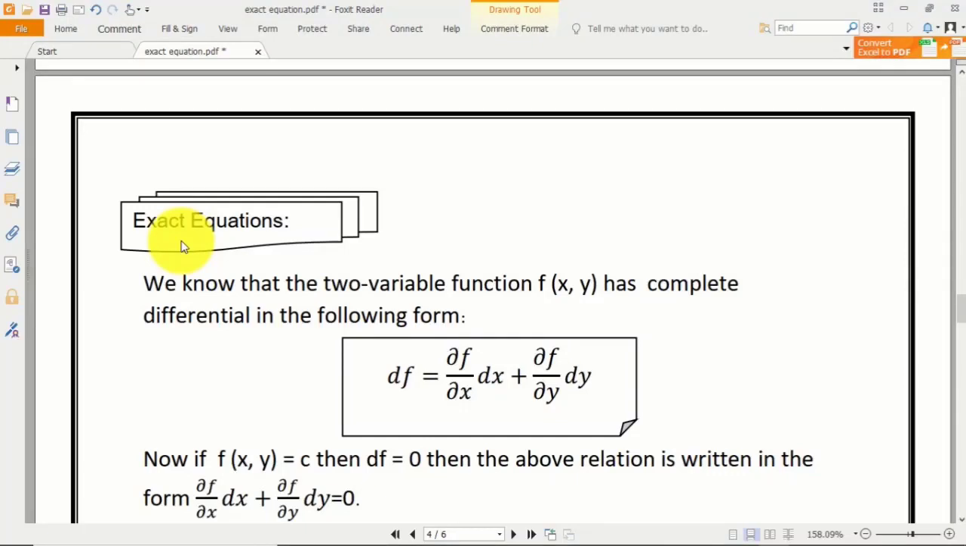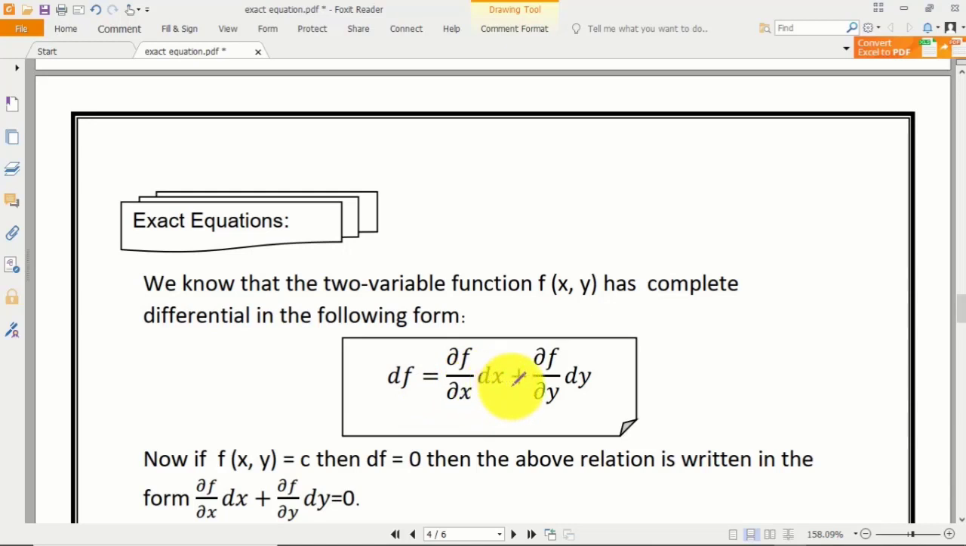On this session, we're going to talk about something called exact differential equations. First of all, we're going to discover how to solve the exact differential of a two-variable function. Let's assume that we've got a two-variable function like this, so the exact differential of this function would be equal to partial f derivative with respect to x dx plus partial f derivative with respect to y dy.